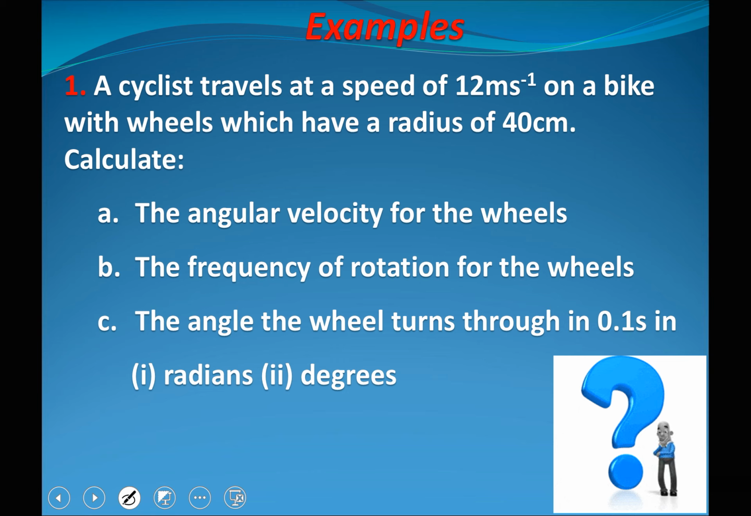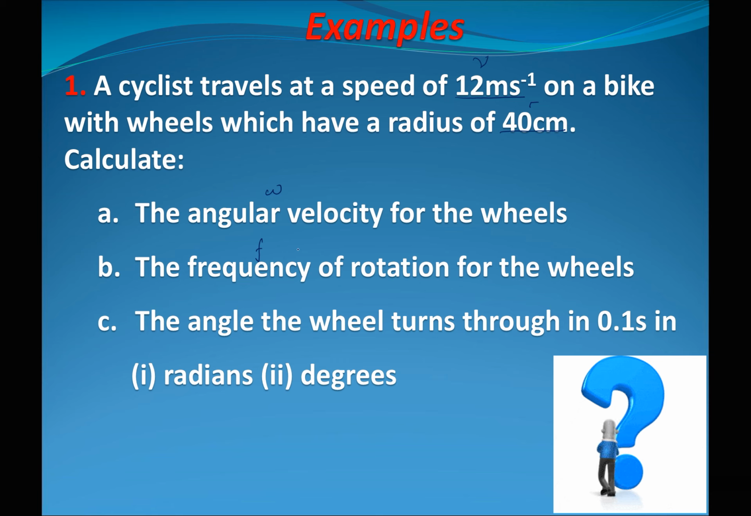A cyclist travels at a speed of 12 meters per second. So this is going to be the curvilinear speed v, on a bike with wheels which have a radius of 40 centimeters. So this is the radius. Calculate the angular velocity, this is omega, the frequency, f, and the angle the wheel turns through in 0.1 second. So that is the angle in radians and in degrees. That's what we are going to calculate now.